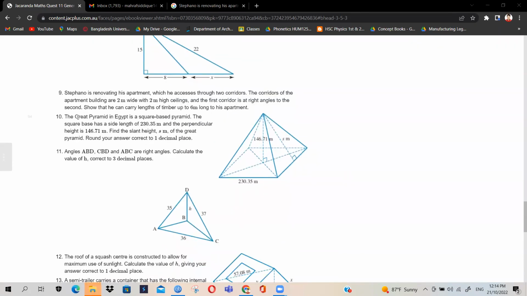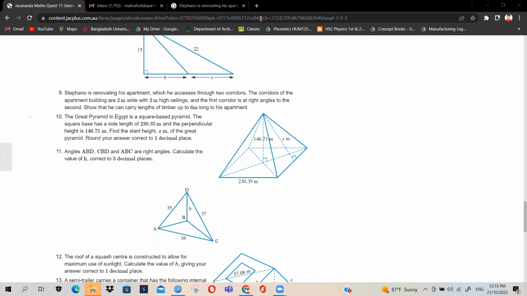All right, so now in the next one, the Great Pyramid in Egypt is a square-based pyramid. So it will be the same. The square base has a side length of 230.35 meters and the perpendicular height is 146.71 meters. Find the slant height S meters of the Great Pyramid. Round your answer to correct 3 decimal places. Okay, it's not that difficult.